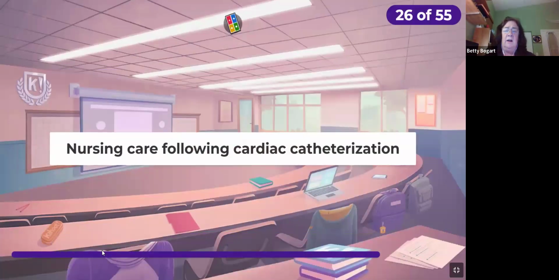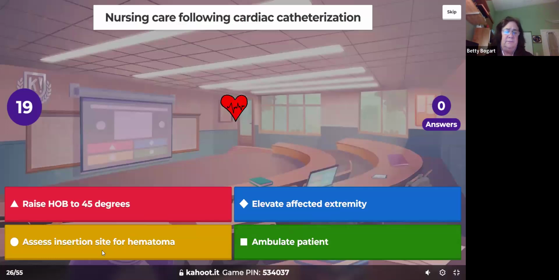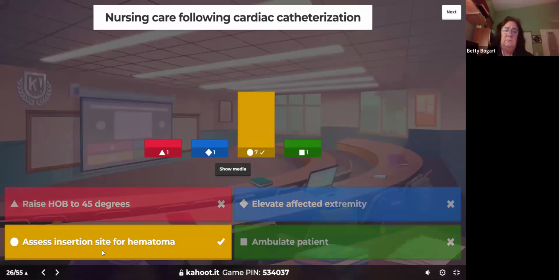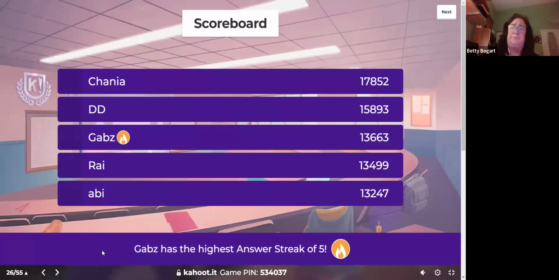Nursing care following a cardiac catheterization. Biggest thing, number one, assess that insertion site for hematoma and bleeding. Absolutely. Good job.